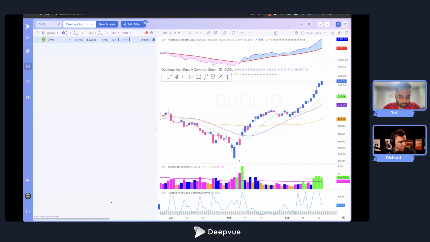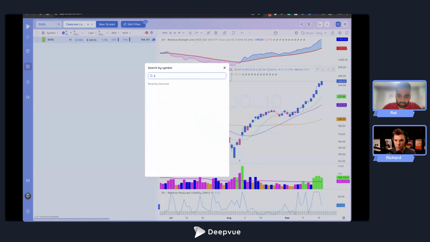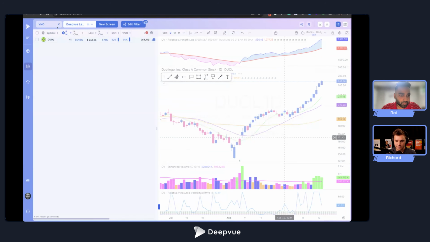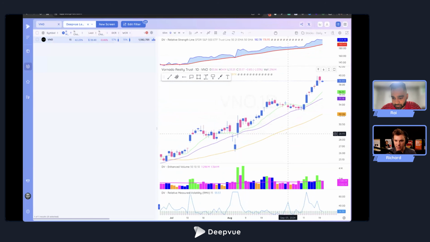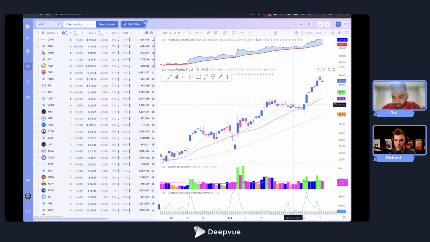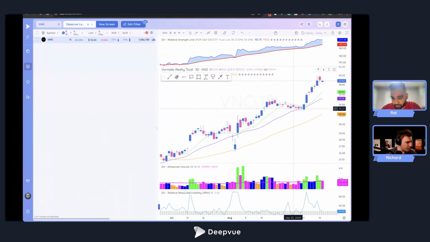Bring up VNO. This is actually just to show that it's not just growth names that work with RMV. This has been a really good swing trade opportunity. We had a similar pullback into the moving averages, tight range, and then it identifies the pivot for you, and then you get an explosive move up. Let's bring up TEM.